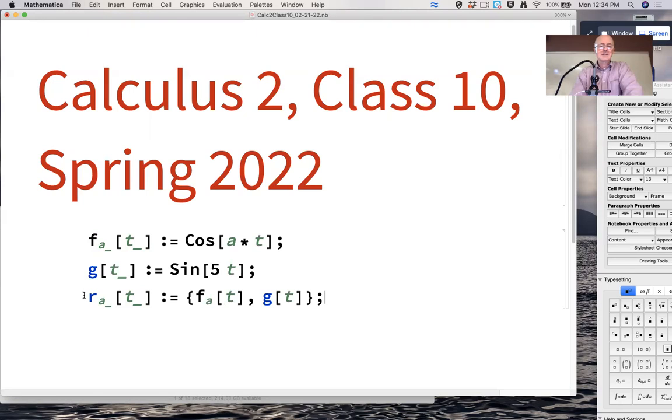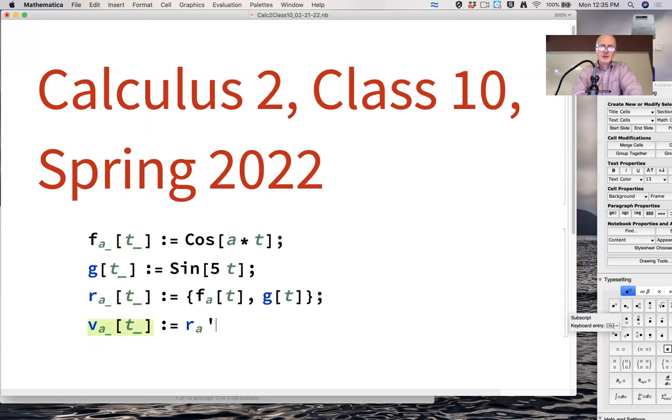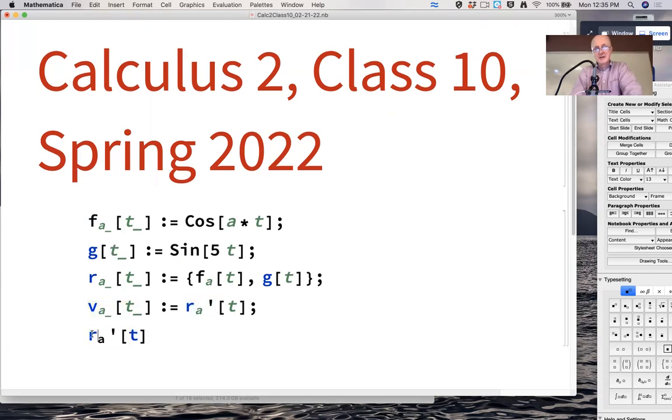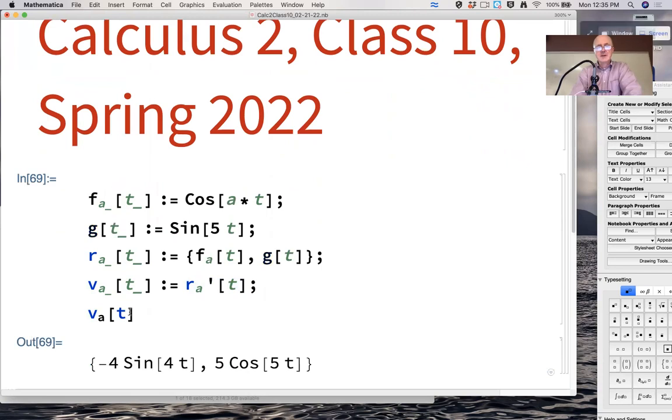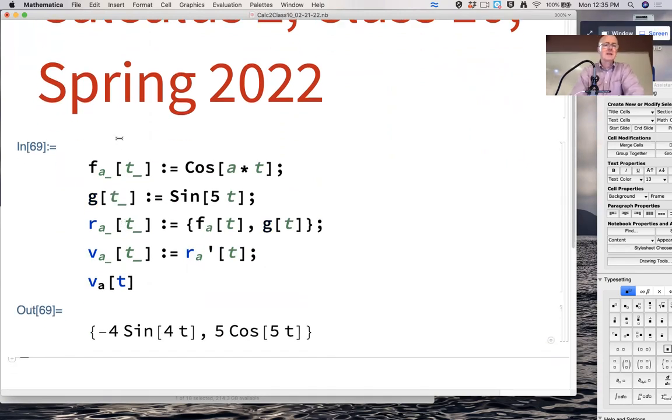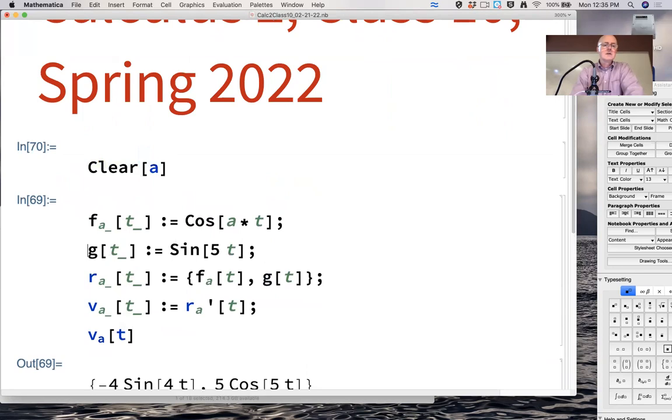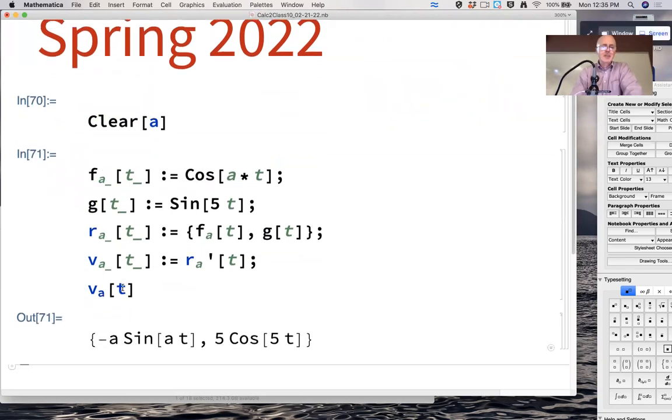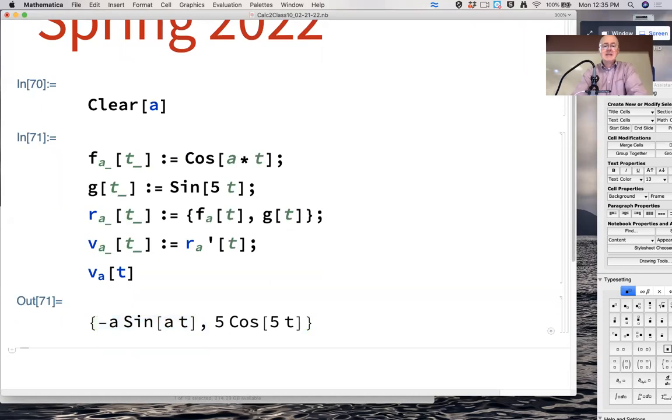And let's go ahead and do the velocity vector too. That's just going to be the derivative of the position vector. I'm just going to put a prime in here. And I'm also interested in seeing what is the formula for the velocity vector so that I can also figure out the speed. What is the formula for the velocity vector? There it is. Oops. A must be something specific. I need to clear it out. Clear A. There we go. That's the velocity vector. The x coordinate depends on A.